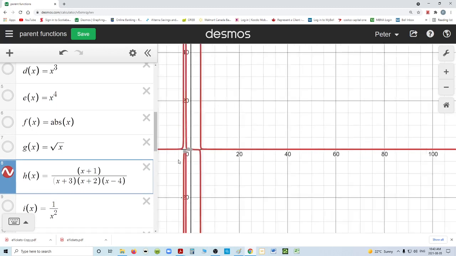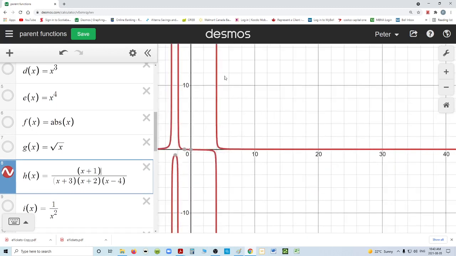And there, you can see this one has a whole bunch of vertical asymptotes. And you have to learn where you find your vertical asymptotes. They're always going to be at the restrictions in the denominator. So the vertical asymptotes will be when x is 4, when x is minus 2, and when x is minus 3, because that'll create a 0 in one of these brackets, which is impossible. You can't have a 0 at the bottom. And that's what creates those vertical asymptotes.